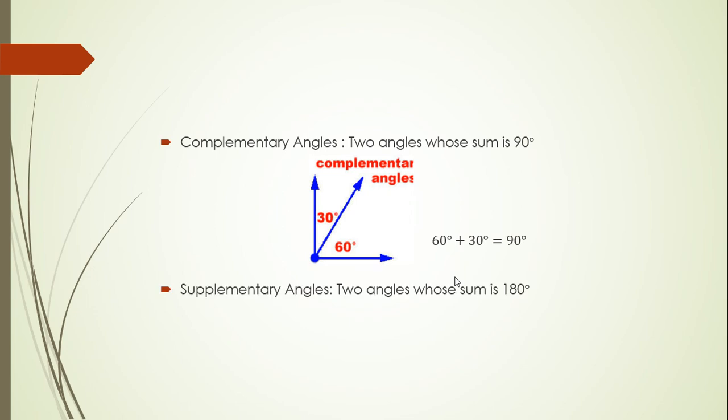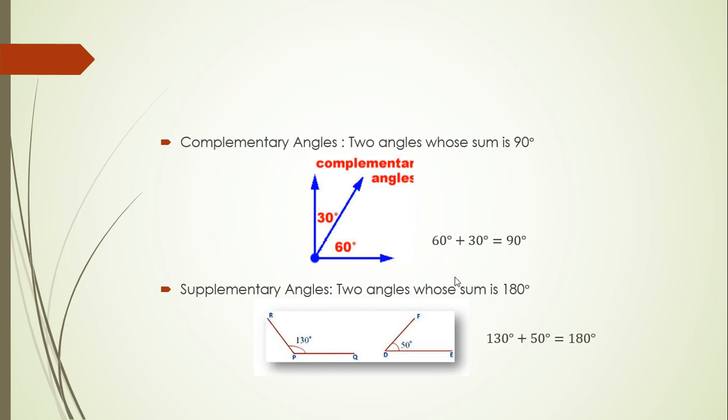Supplementary angles. Two angles whose sum is 180 degrees. Now you can see the picture. Here one angle is 130, another is 50. When you add them, you will get 180. That is supplementary angles.